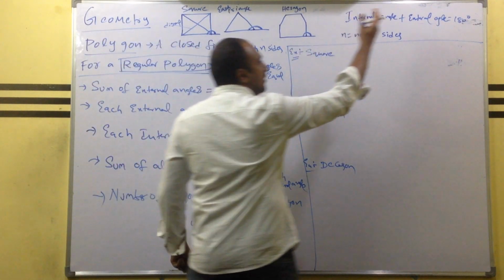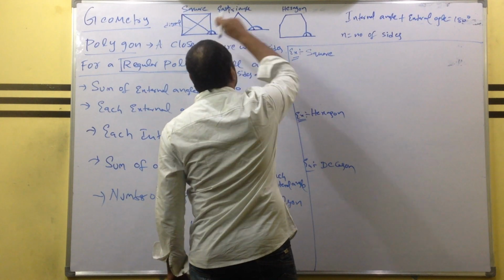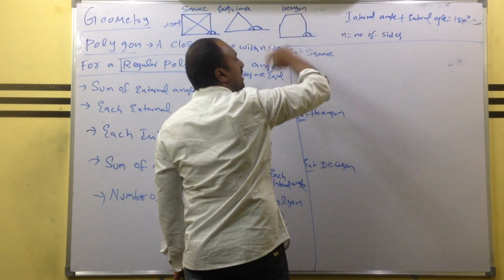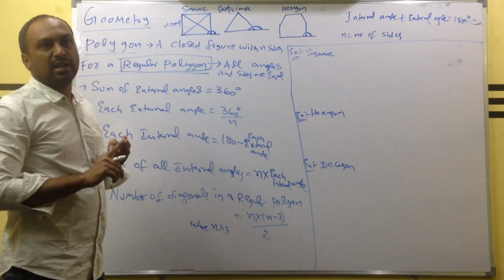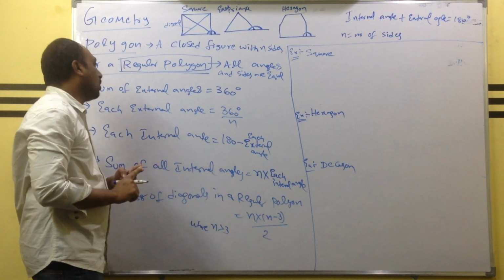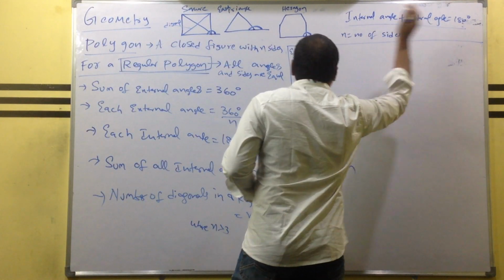Now, coming to internal angle: all angles are equal, and the sum of internal angle and external angle is equal to 180. If you know that, and you know n equals the number of sides, so 4 sides, 3 sides, and 6 sides, hexagon we can say. Based on the number of sides and the angle, it is very important you know that particular point: internal angle plus external angle is equal to 180.